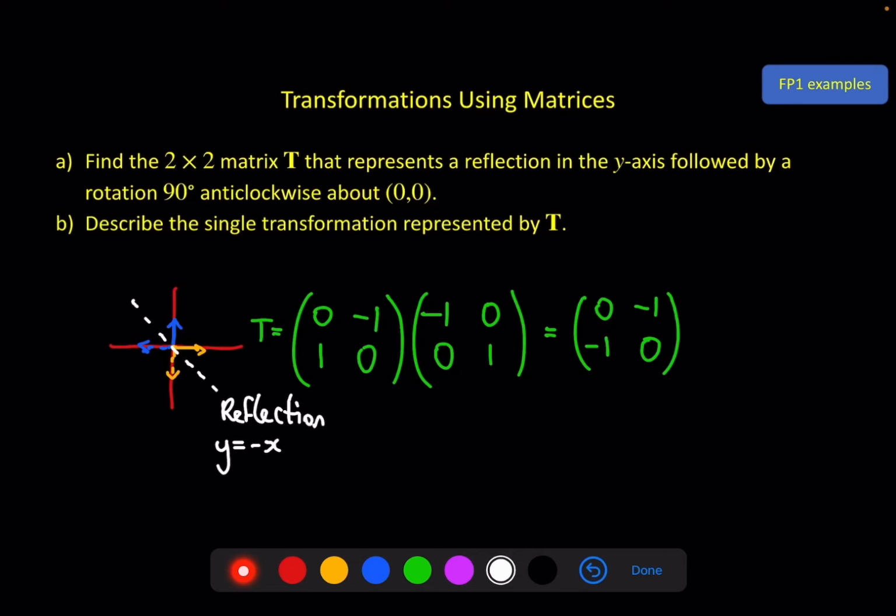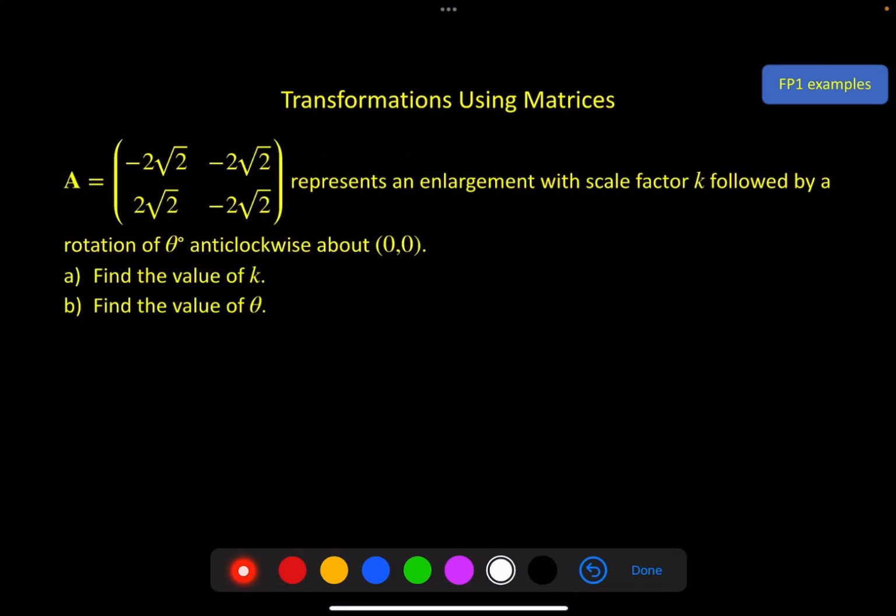So a subtle difference there, but an important difference. Here we've got A is equal to this mess, representing an enlargement with scale factor k, followed by a rotation of theta anticlockwise about 0, 0. This one's a little bit more of a problem-solving question, and is quite a nice example in the textbook.